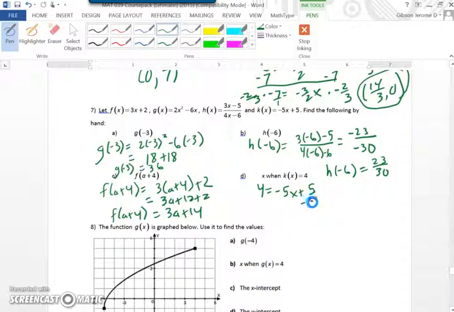So now we subtract 5 on both sides. So we have negative 1 is equal to negative 5x. Divide each side by negative 5. And your final answer here would be x is equal to positive 1/5. Are there any questions on problem number 7?